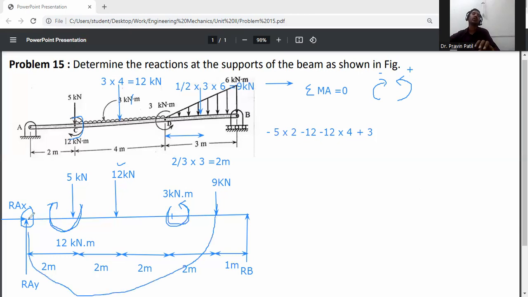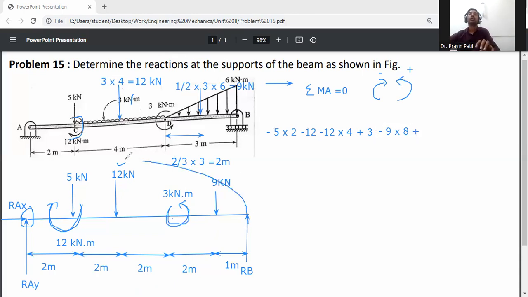Then this is now 9 kN. The rotation of 9 kN about A will be clockwise direction. Clockwise direction we consider negative. So -9 into the perpendicular distance of 9 to A, 2 + 2, 4, 4 + 2, 6, 6 + 2, 8.